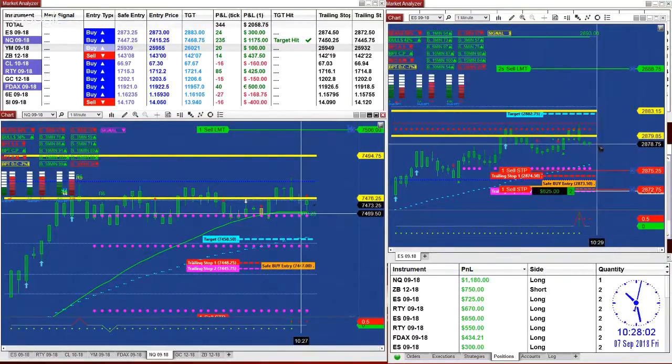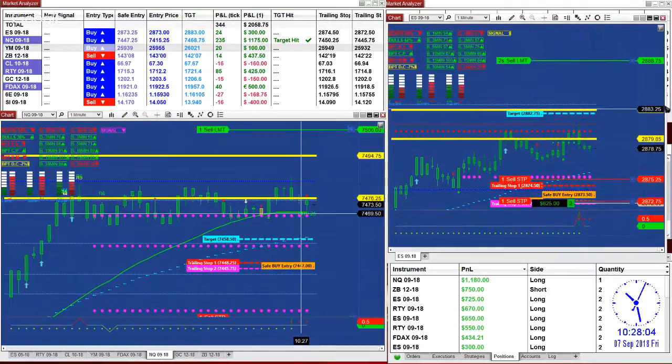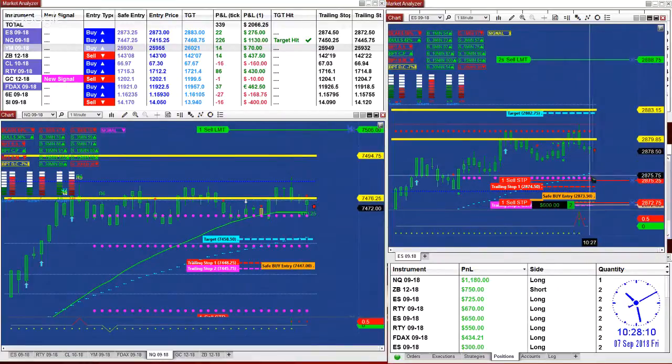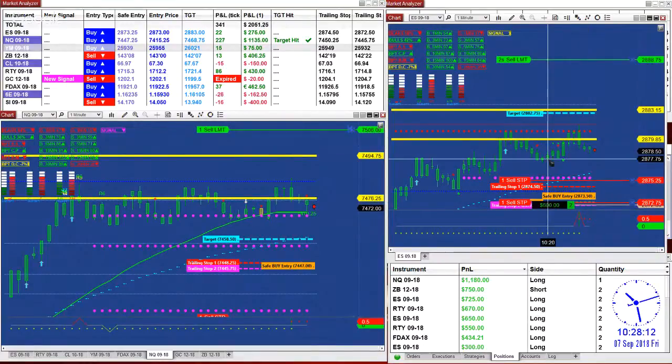I'm worried about this ES. There is nothing holding the ES until the 75. That makes me nervous a bit on this trade. Okay. Let's see. This is very, very serious.